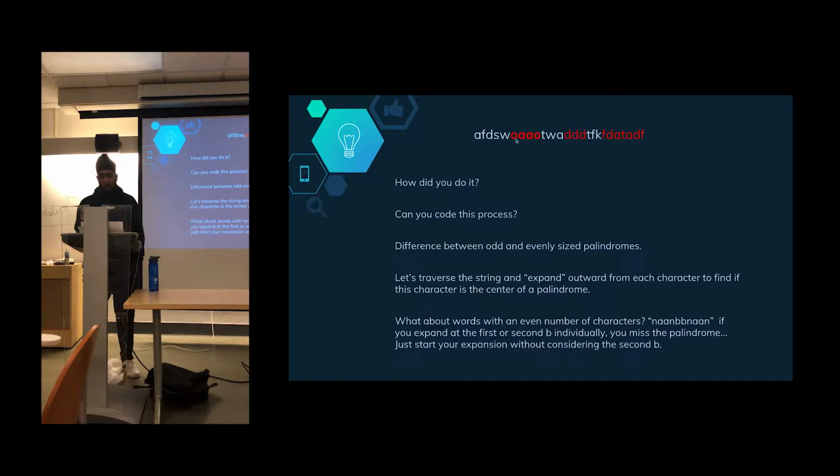And then let's think about odd and even cases. For example, "nonBBnon", right? If you do this process that Brian was saying, and you expand outwards, you really won't find the longest palindrome, which is the word, right? The word is the longest palindrome. So you would want to return this entire thing. But nowhere here, if you iterate through the characters, will you be at the center of a palindrome, because a palindrome with an even number of characters doesn't really have a center. Right? So how would you solve this problem?